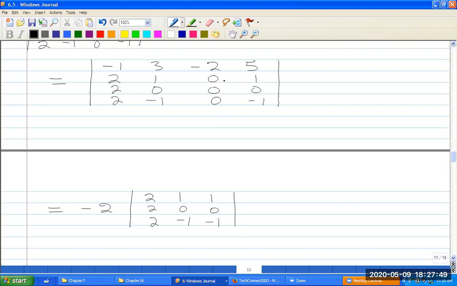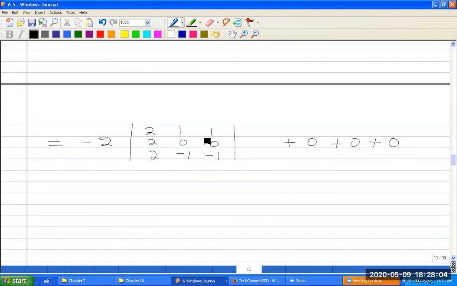The rest of them are going to be a whole bunch of zeros, because there'll be 0 times something else. So I'm not expanding there. Now, let's expand along this, because this row here has a whole bunch of zeros. So this will make my life easier.